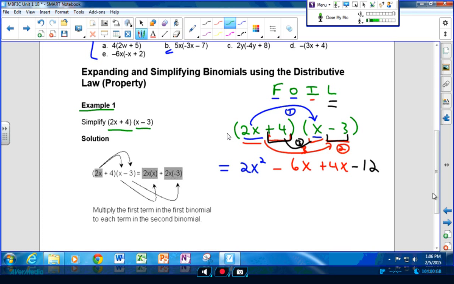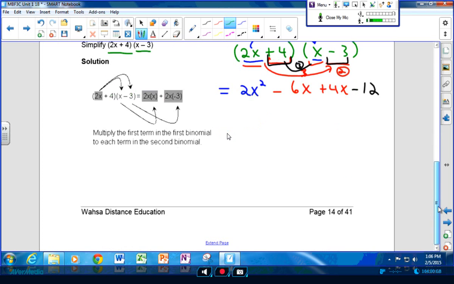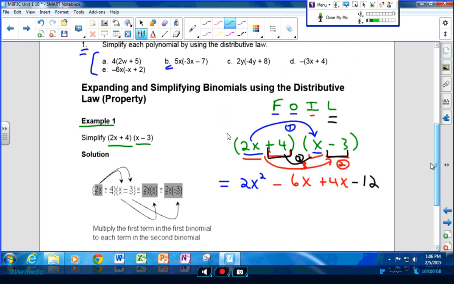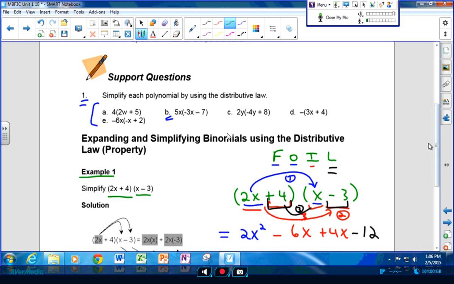Yesterday, we got started here with the idea of FOIL to multiply 2 of these binomials together. We're on page 14 here. I gotta remember that my page numbers are on the bottom and you can't see the bottom half. So for support question 1, we went through it, and this was just multiplying a monomial, which is one term, with a binomial, which is 2 polynomial terms.